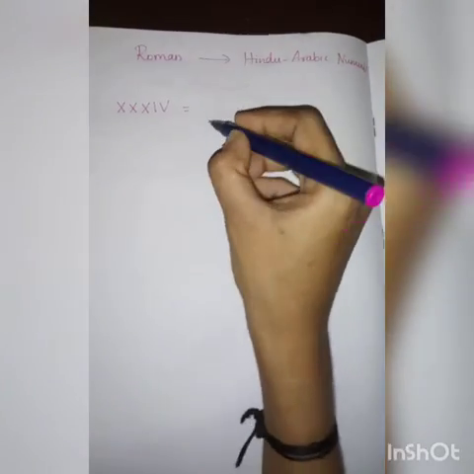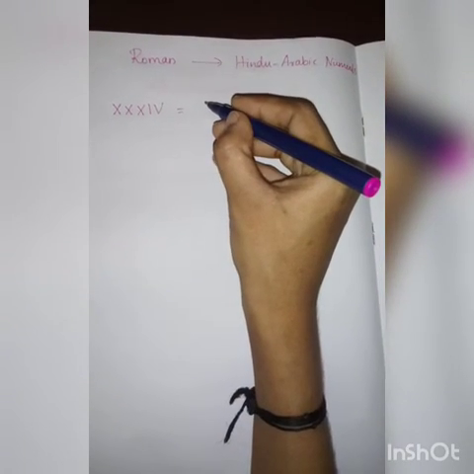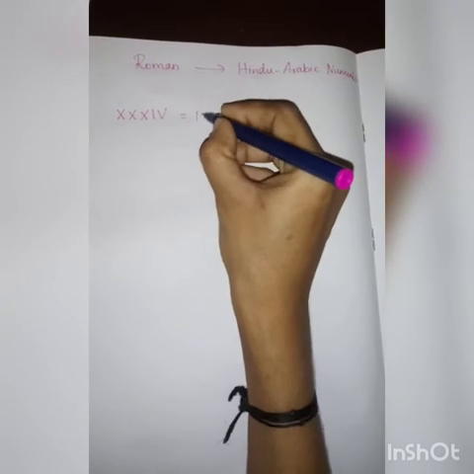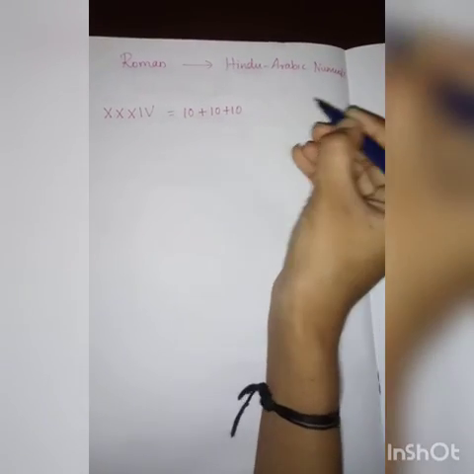You are going to add those Roman numerals. So, what is the number repeated? X. What is the value of X? 10. So, 10 plus 10 plus 10, right? After that, what is given?